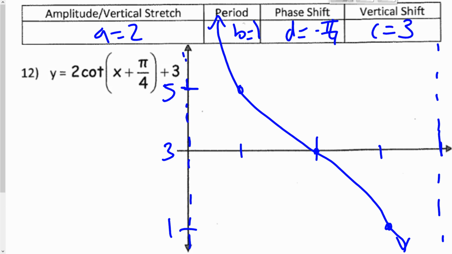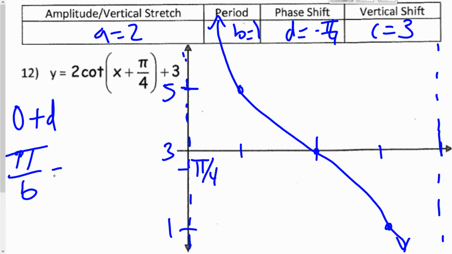So we're done with those, so now we need to do our x's, right? Normally cotangent starts at 0, so we just add our d, which is negative pi fourths. We're going to add our interval. Normally period length is pi. We're going to divide that by our b, so it's just going to be pi, right? Pi over 1 is just pi. Let's go ahead and fix that. And we take that for our interval length and divide it by 4. So we get pi fourths.